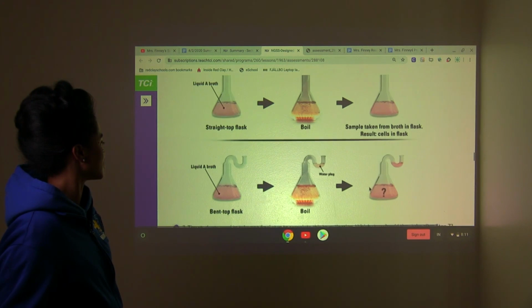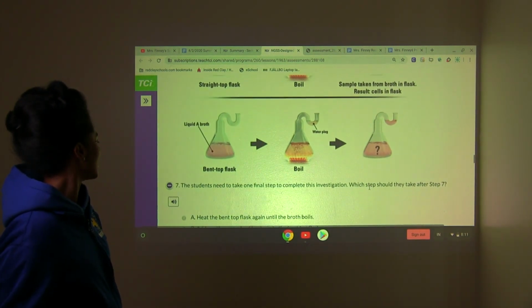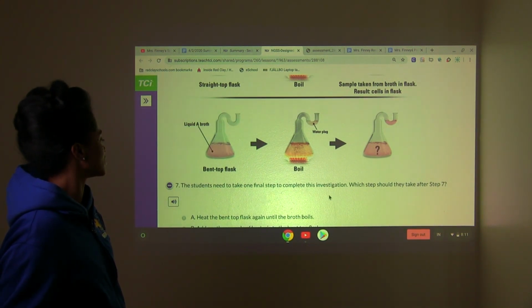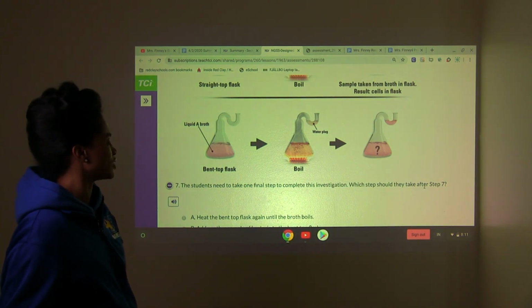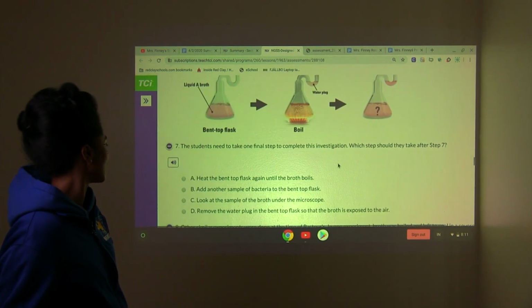Question. All right. So here we have 7. Number 7 says the students need to take one final step to complete this investigation. Which step should they take after step 7? What do you think they need to do?